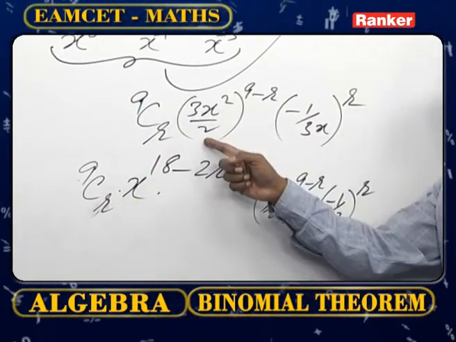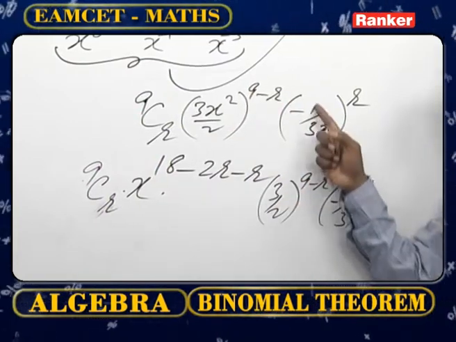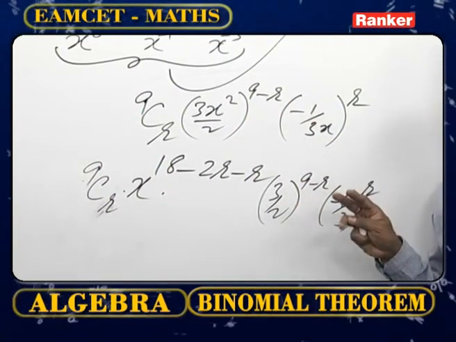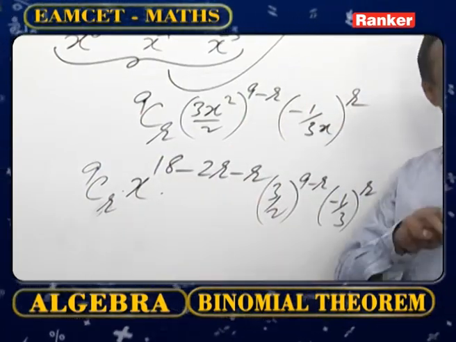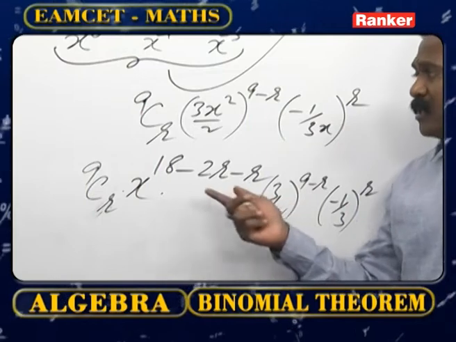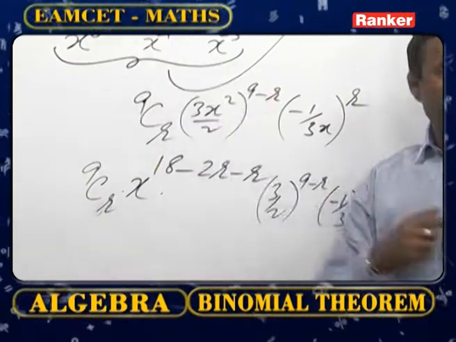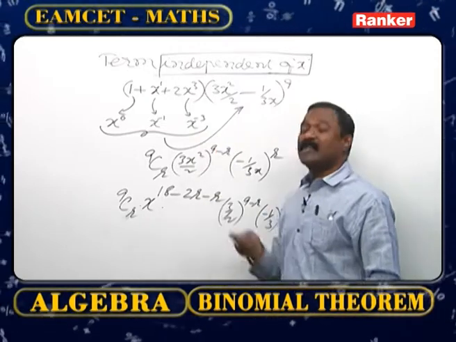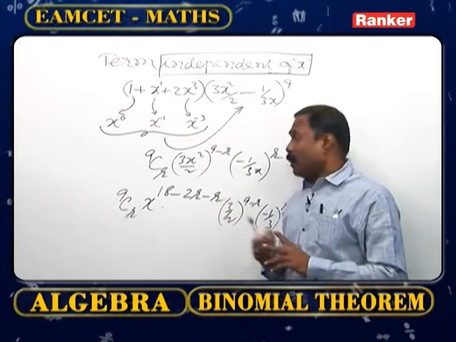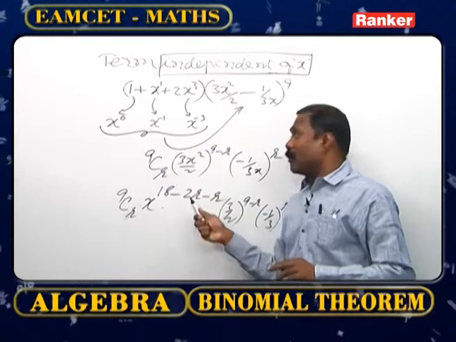What did I write here? (3/2)^(9−r) · (−1/3)^r. That's all I have written. But I want to see this term in three different cases. What are they? The exponent of x must be equal to 0 in one case, equal to −1 in one case, and equal to −3 in one case. That means it may become 0 or it may not.